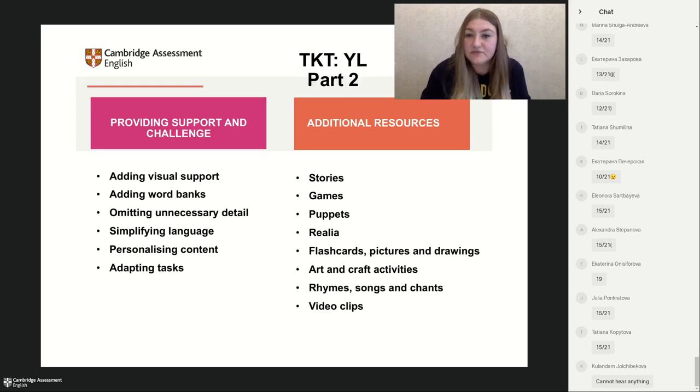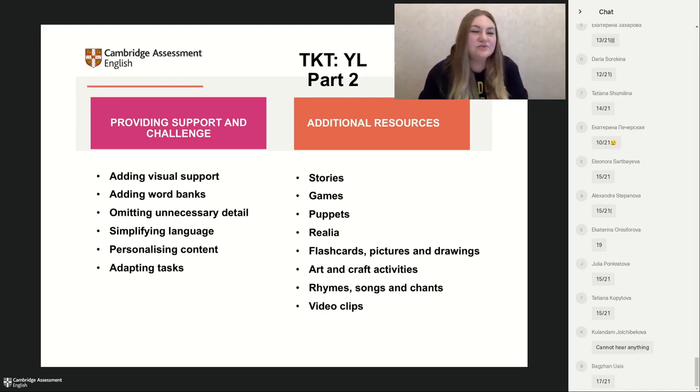What can we do? We can add visual support during our classes. Oh my gosh, they are flashcards, they are pictures, they are photos, they are also some videos. Yeah, you can find them on the internet. Adding word banks. So that's everything about dictionaries, creating picture dictionaries with your friends, creating interactive copybooks with them, and so on.